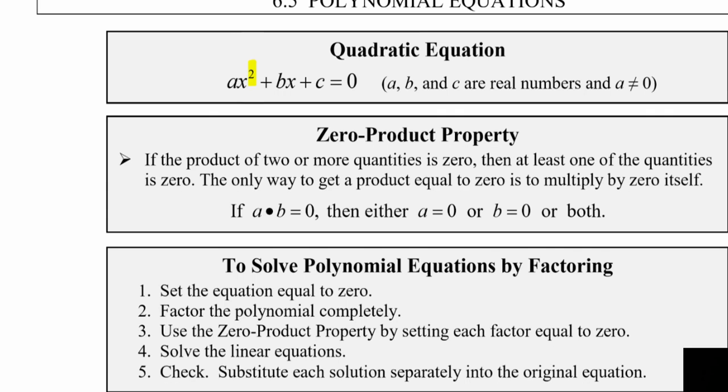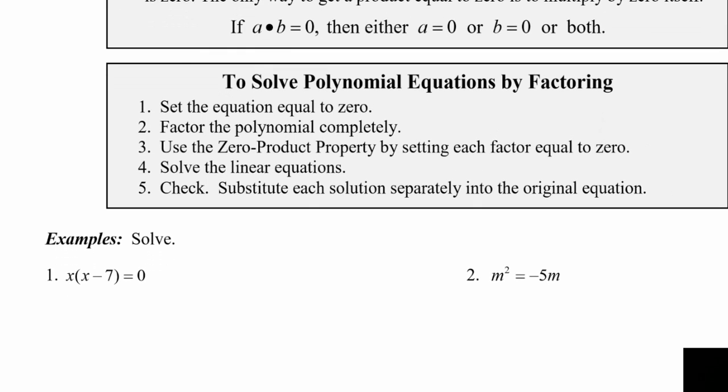Okay, and then finally, we have here some steps for how to solve polynomial equations by using factoring. Here they are. Let's go over them quickly. We're going to set the equation equal to 0. We're going to factor the polynomial completely. And then we're going to use the zero product property to help us solve. So I want to show you with an example.